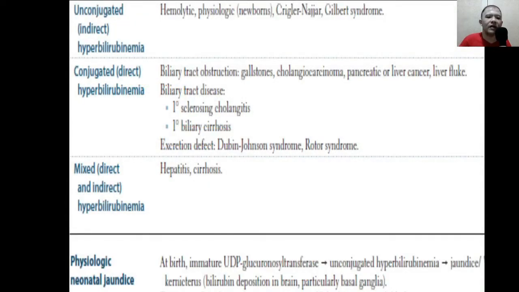And here is a summary of the different conditions leading to hyperbilirubinemia. To add, which we also have in the next part of our lecture, physiologic neonatal jaundice. It is secondary to an immature glucuronidase transferase, leading to unconjugated hyperbilirubinemia also. How do we treat it? Just phototherapy.